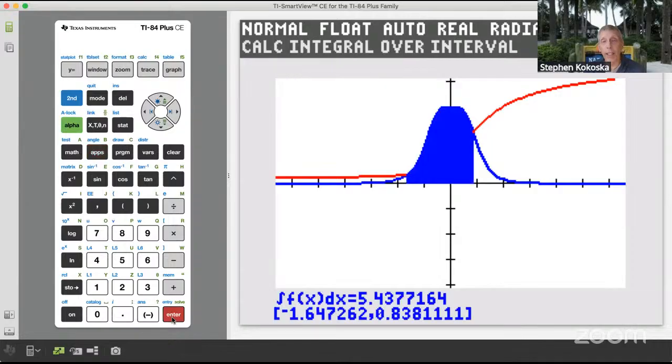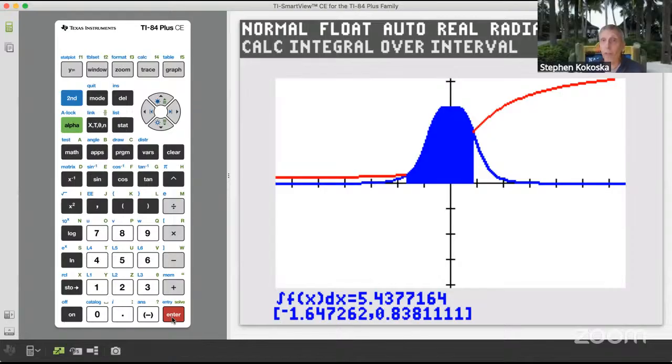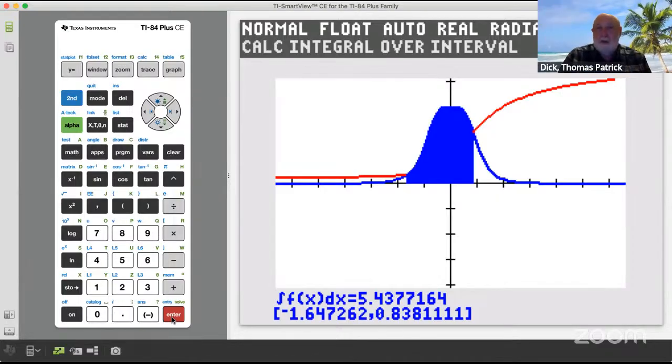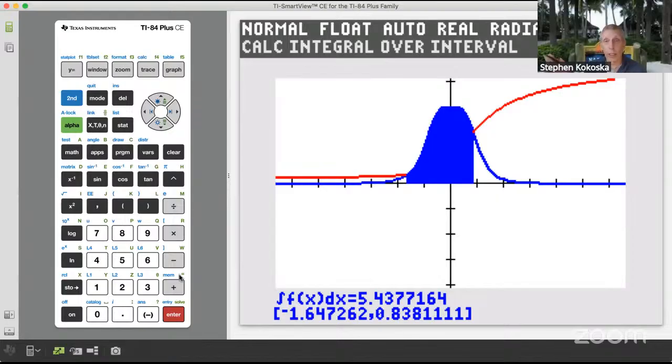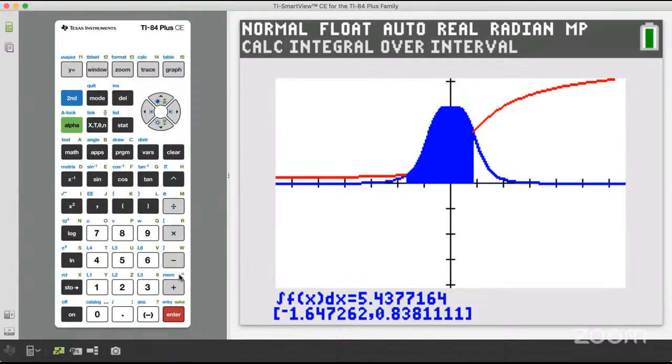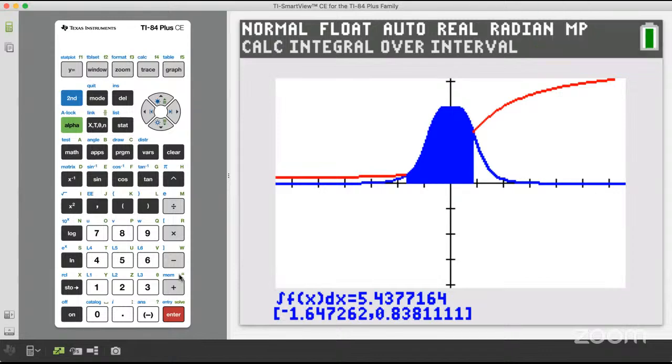And son of a gun. Now that's the area underneath that first curve, right? You would have to define a Y3 as Y1 minus Y2. Exactly. Gotcha. Because you do know that Y1 is greater than Y2 in this case, you could do that.